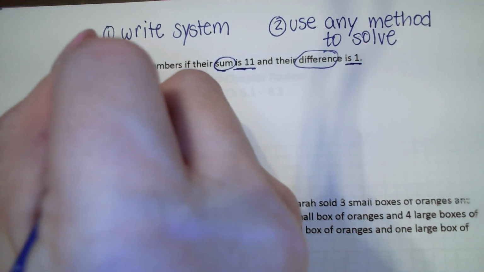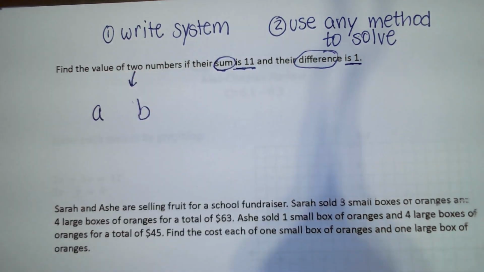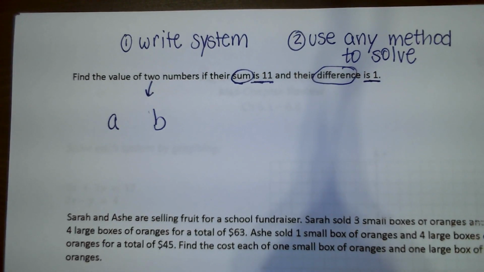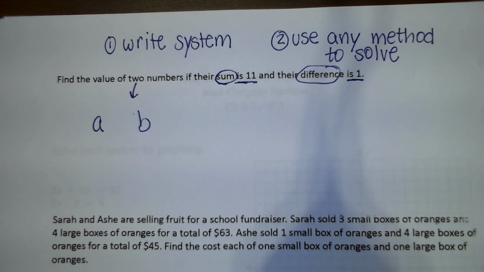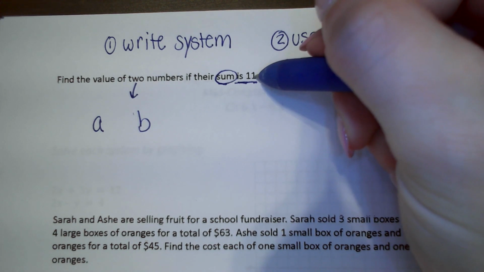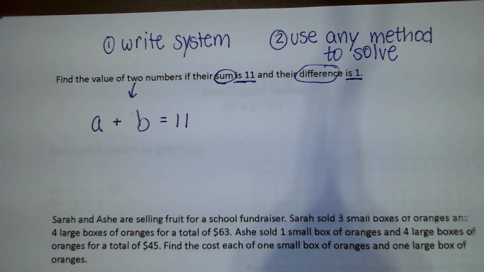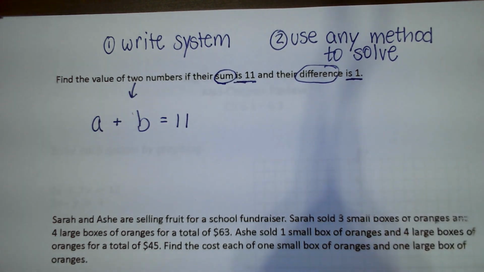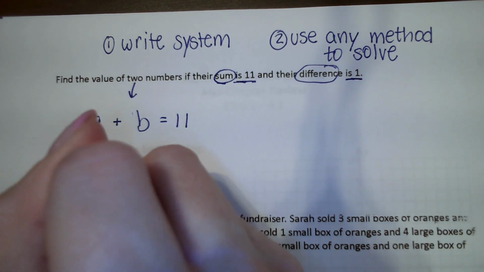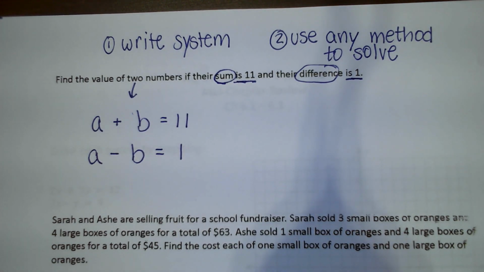So this just means my two numbers are going to be A and B, or X and Y, or W and Z. It does not matter which variables you use in your systems, but I'm going to use A and B. And they first tell me that their sum is 11. So I'm going to add them together and set it equal to 11. And then they tell me that the difference is 1. So my second equation in the system is now A minus B equals 1.